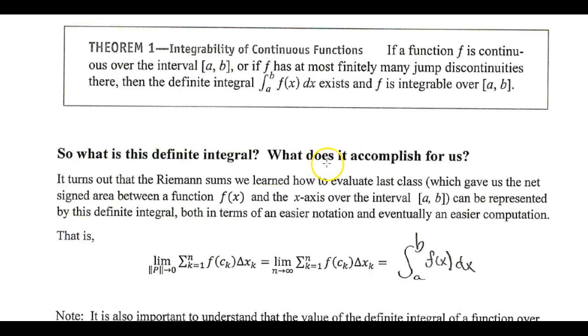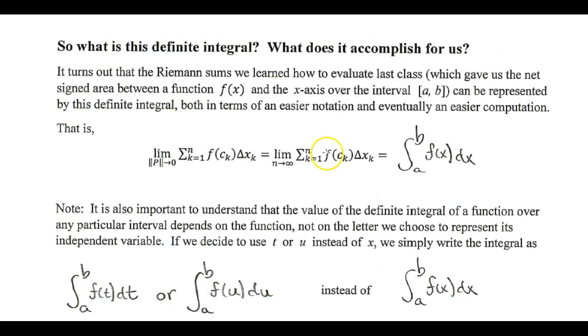So what is this definite integral? That's the important thing. What does it accomplish for us? Well, essentially, and there's a lot of calculus, if you ever took an advanced calculus class here, we'd have to go over and prove all this to you, but this is what Newton and Leibniz discovered, is that when we're trying to find the area under a curve over an interval, so from a to b, these are called Riemann sums.